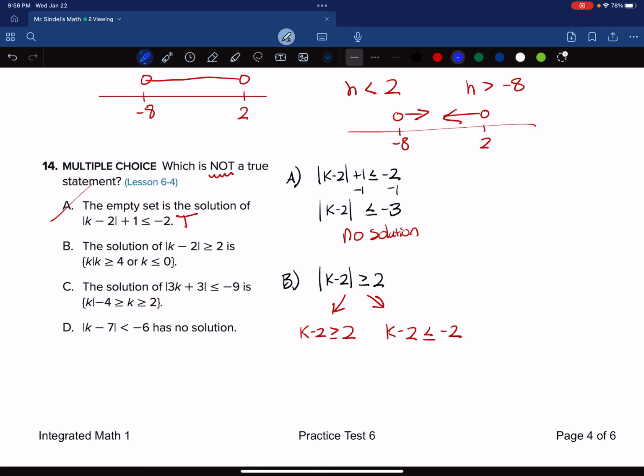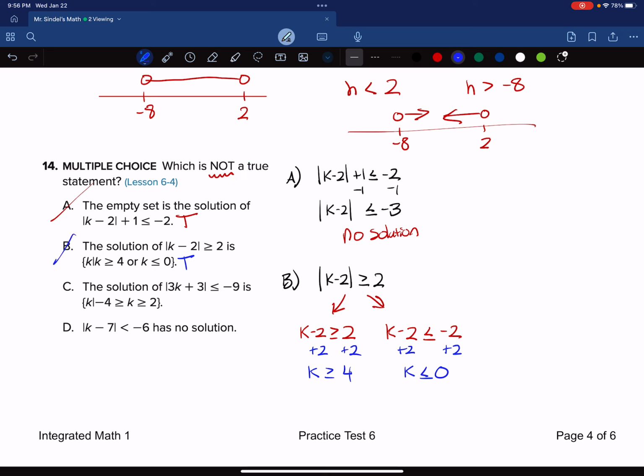And you're going to solve these all the same way, plus 2, plus 2, plus 2, plus 2. K is going to be greater than or equal to 4. K is going to be less than or equal to 0. And that's kind of what that's saying, right? K is greater than or equal to 4, or K is less than 0. That is true, and we're looking for something that's not true, so we can't choose that one.